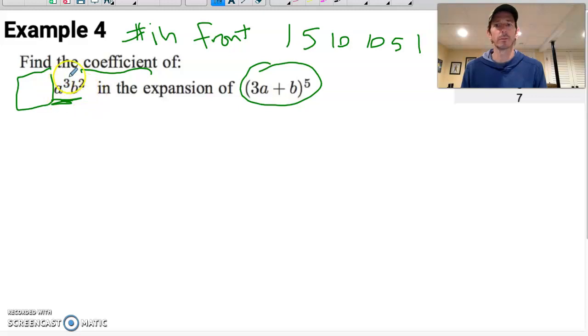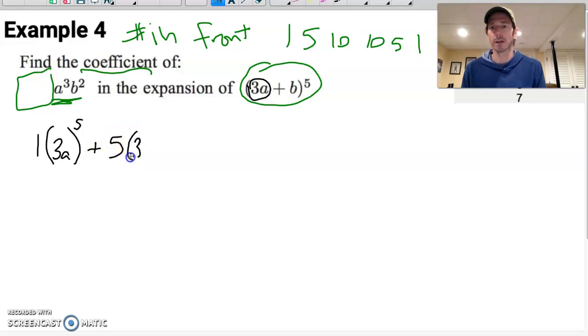Next lesson we'll learn a shortcut way to specifically jump here, but right now I don't have that. So I'm going to go up here, pull this value 1, and put 3a, because that's my a value. I can put any letters in here I want, but this whole thing is what is in the front, so that whole thing gets my 5th power to start. Plus, I pull in the Pascal's triangle 5, 3a, that term in front now drops a power, and this b picks up a power.